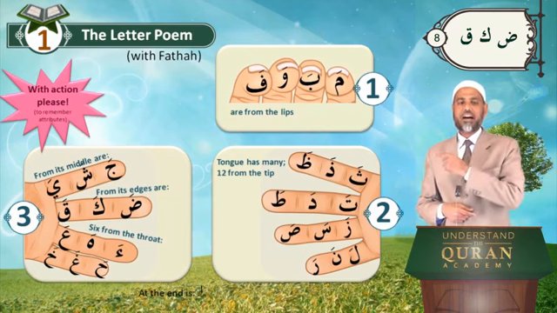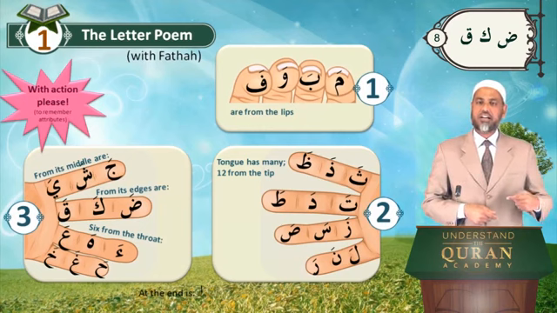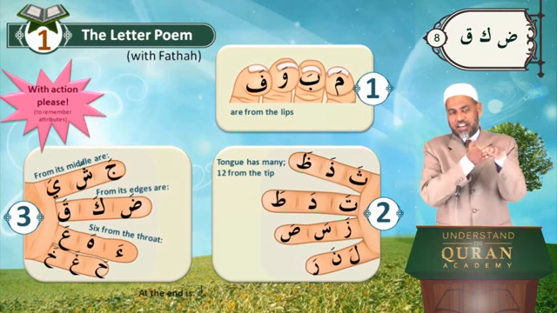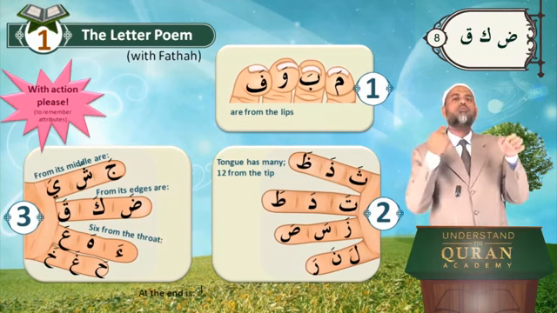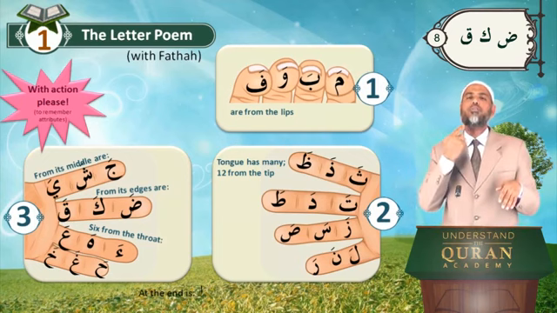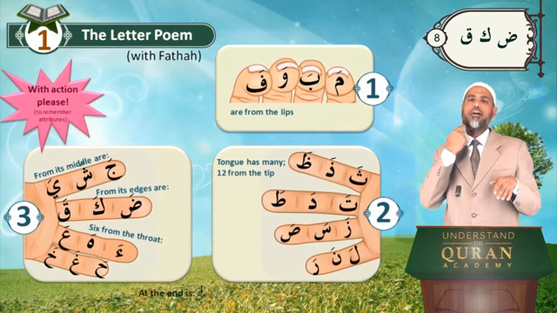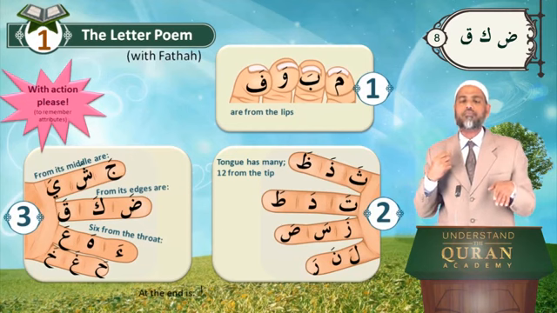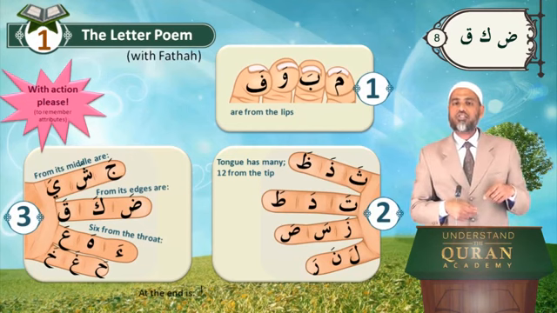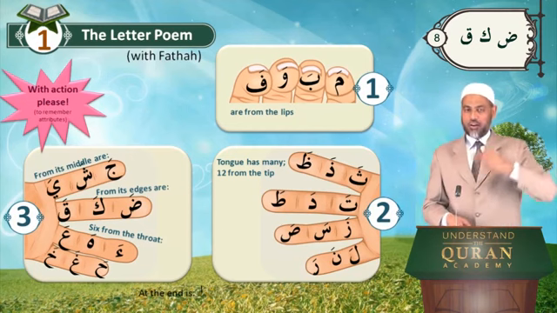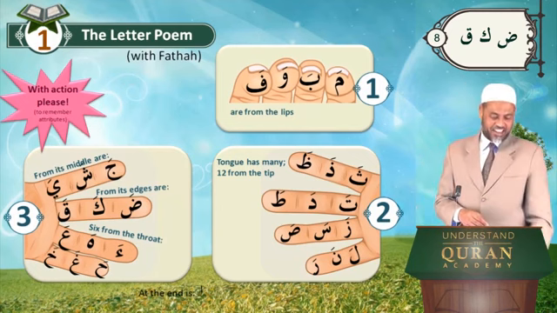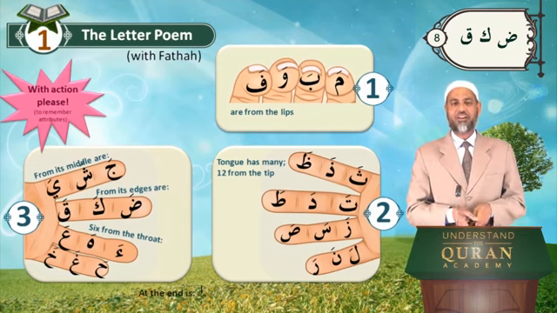From its middle are ja, sha, ya. From its edges are, the edges. This is the one edge, and the other edge is towards the end. Behind the uvula is qa, and outside the uvula, still at the edge, is ka. So from its edges are da, ka, qa. 6 from the throat, that you will learn in the next lesson or coming lessons.